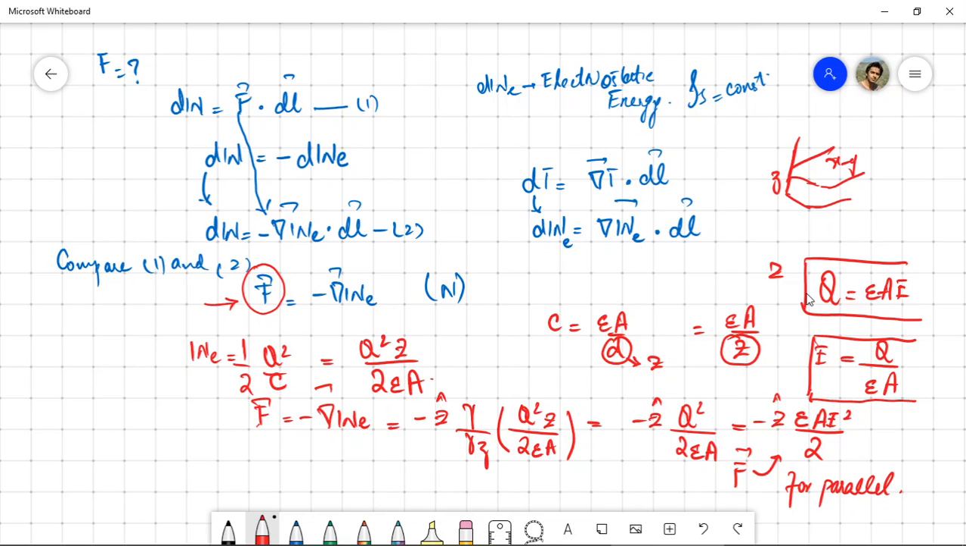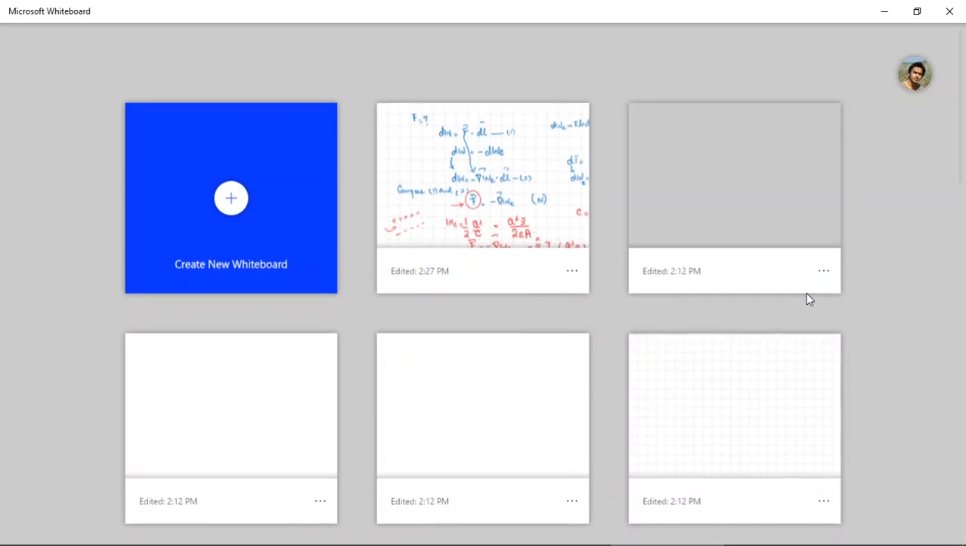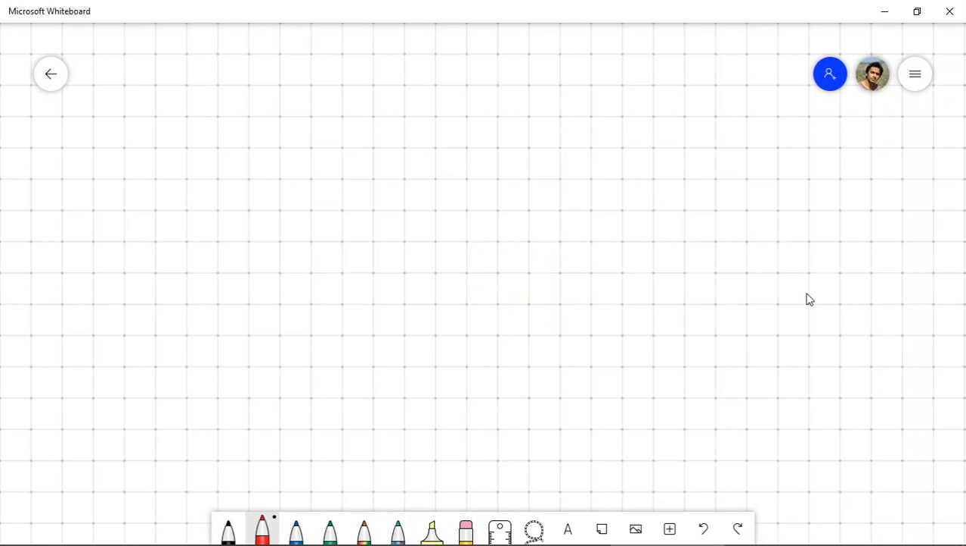The resultant will be the value of force. This is the force actually which is binding these two plates together. Yeah, this is the force actually in the form of which the energy is being stored in between the dielectric, which is in between these two conductors. So the next thing that we will study today is the concept of image method.